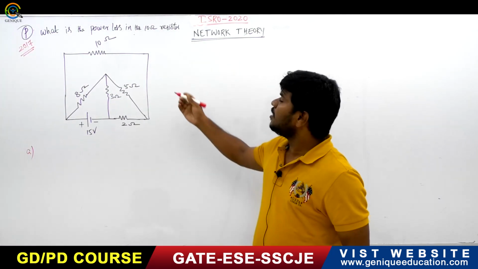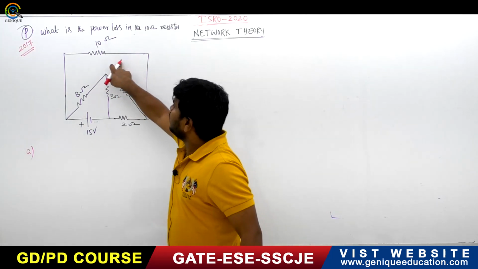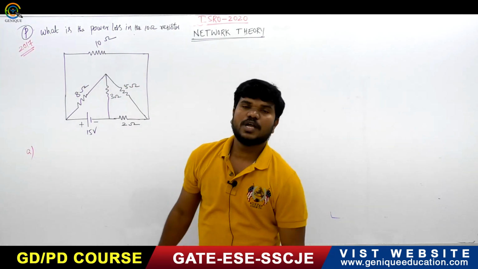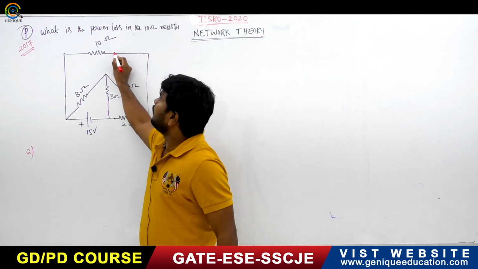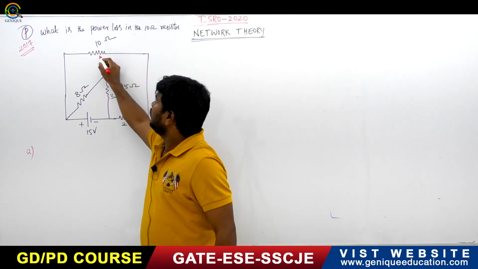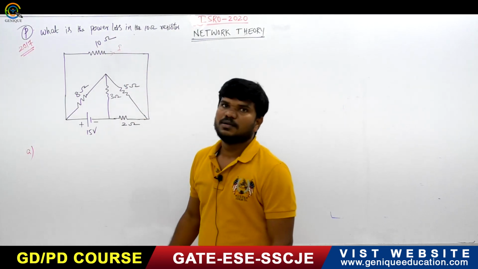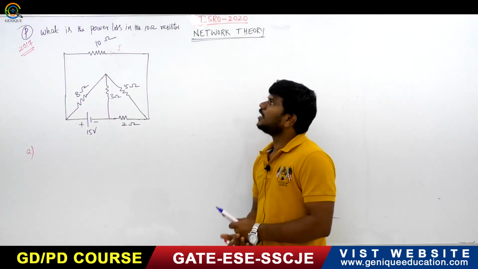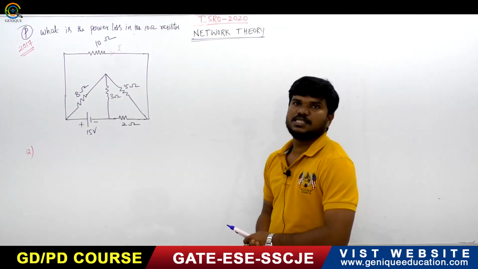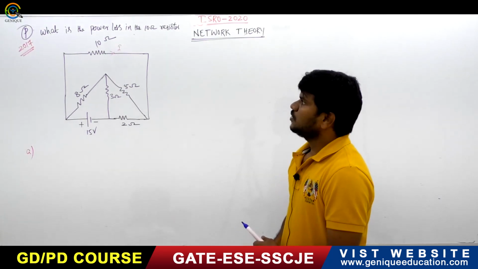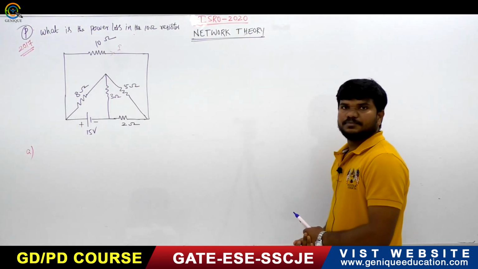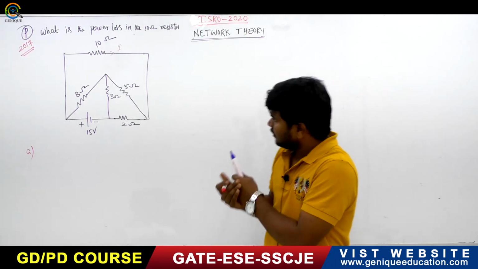So we have to find the current in the 10 ohm resistor. Then only you can find the power. If you can find the current in the 10 ohm resistor, it can easily be found. So power is equal to I square R.